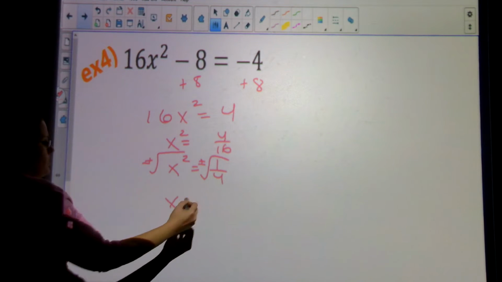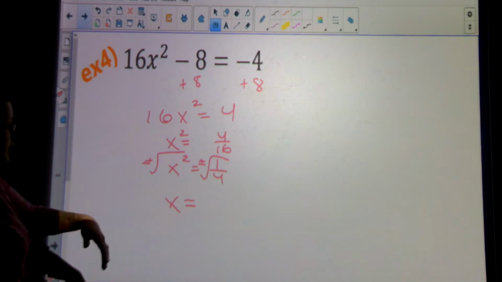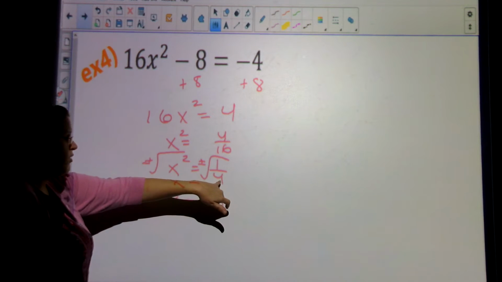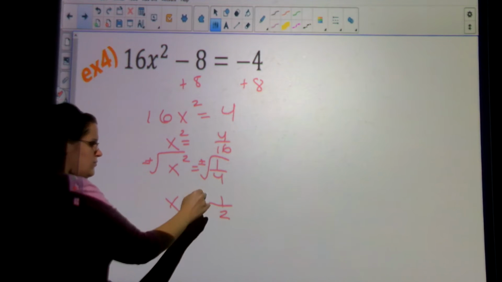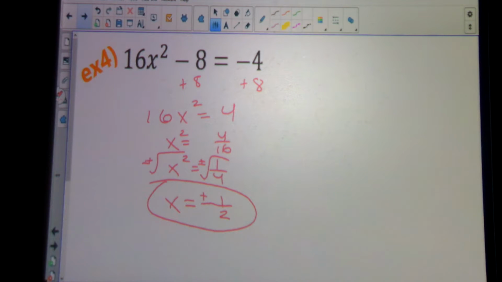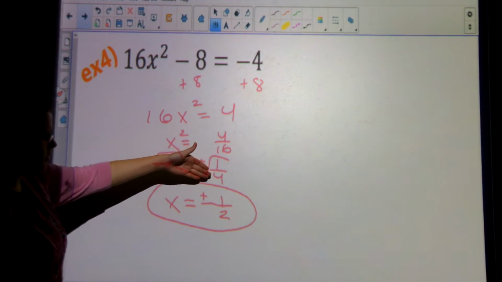And don't get confused with fractions. We can still do them without a calculator. The square root of 1 is 1. The square root of 4 is 2. Don't forget your plus or minus. So all I did was take the square root of the top, square root of the bottom.